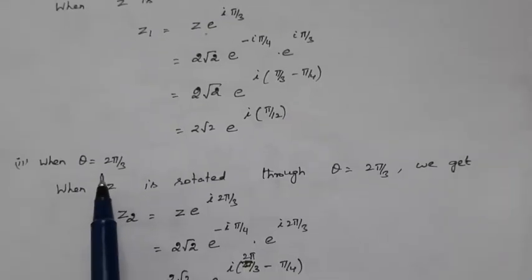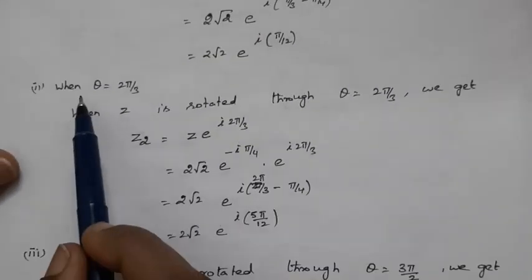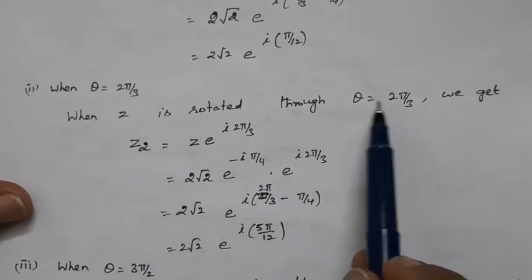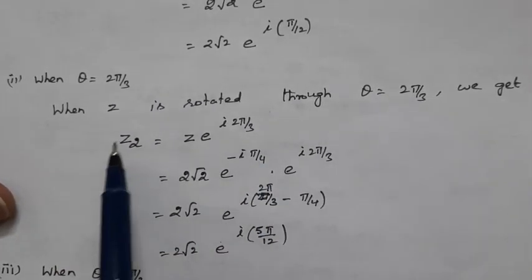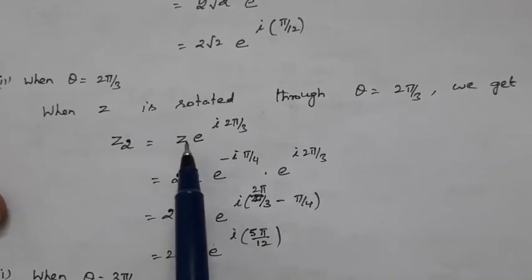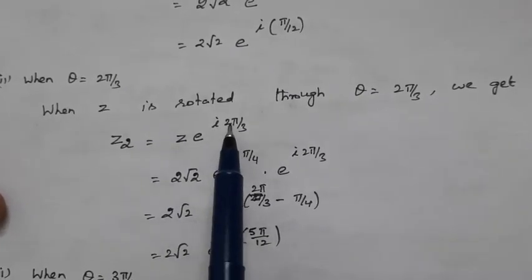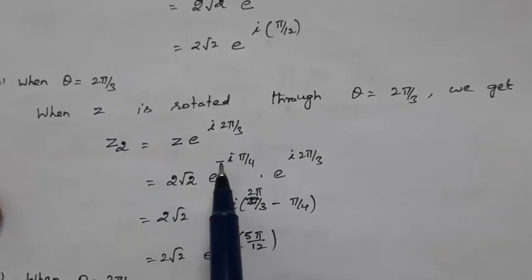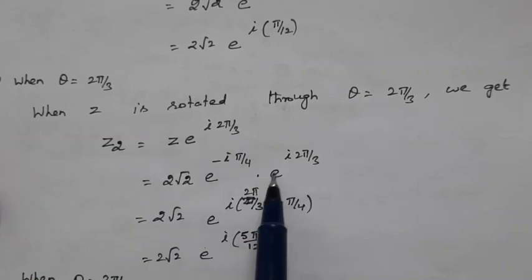Now similarly let us do the second subdivision. In this case theta is 2 pi by 3. So when z is rotated through an angle theta, that is 2 pi by 3, let us take that complex number to be z2. So that is obtained by multiplying z with e power i into 2 pi by 3, this angle. So what is z? 2 root 2 into e power minus i pi by 4 and then e power i into 2 pi by 3.